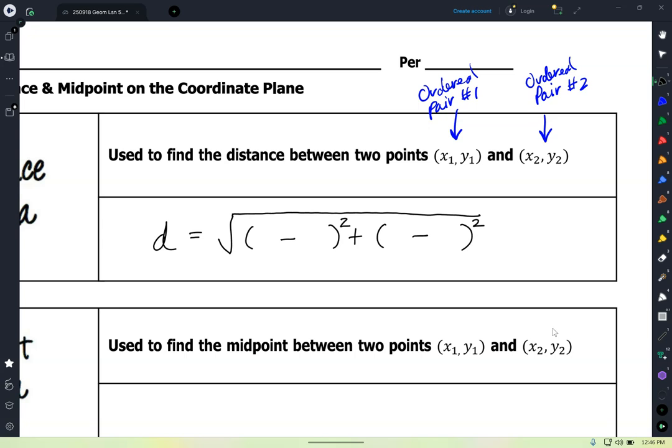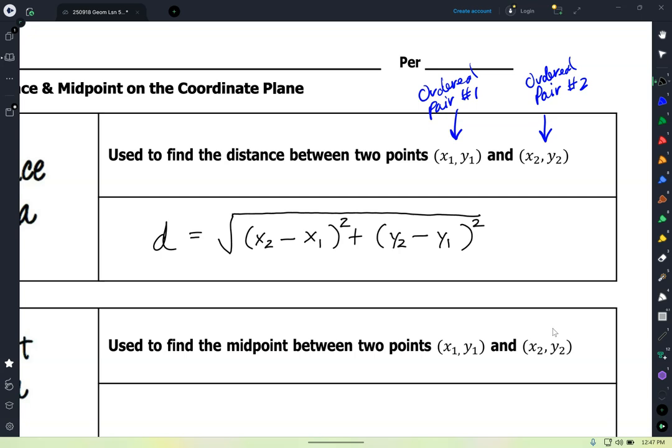And then when we write the distance formula generically, the way we write it is x2 minus x1, or x sub 2 minus x sub 1, the x coordinates from the second ordered pair and the first ordered pair, plus y2 minus y1, like that.